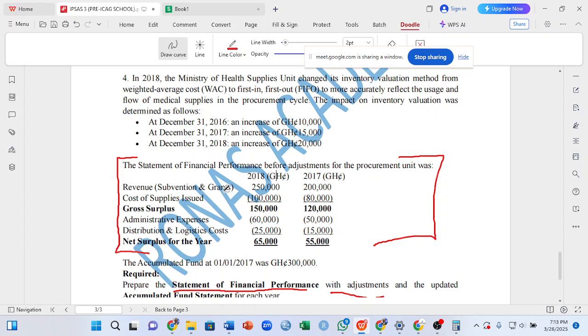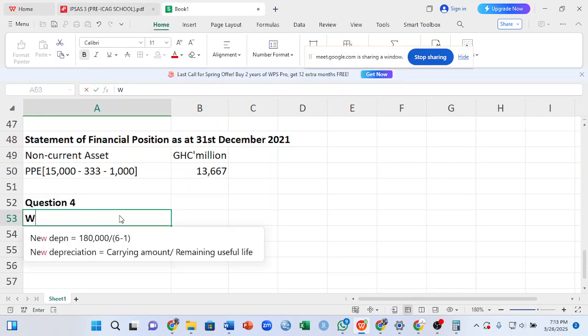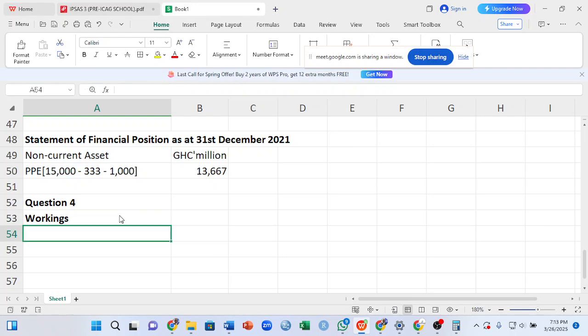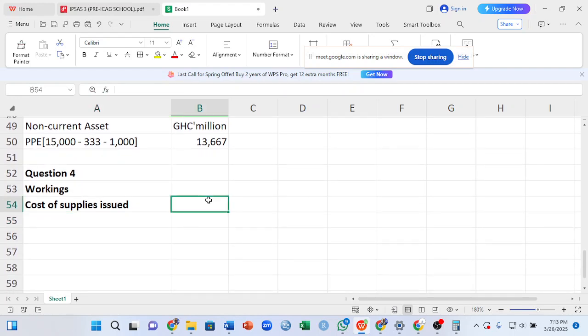So meaning that this cost of supplies issued here, we need to adjust it with the effect. So we'll do a separate workings for that. As part of our workings, we need to do cost of supplies issued for 2 years, 2018 and 2017.